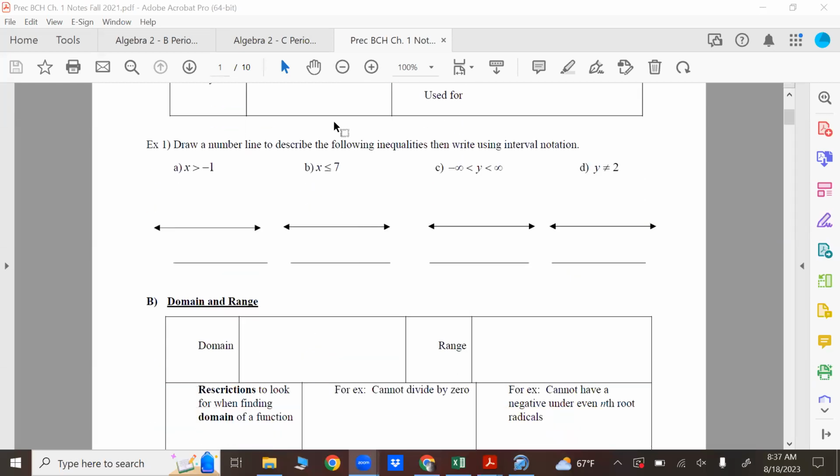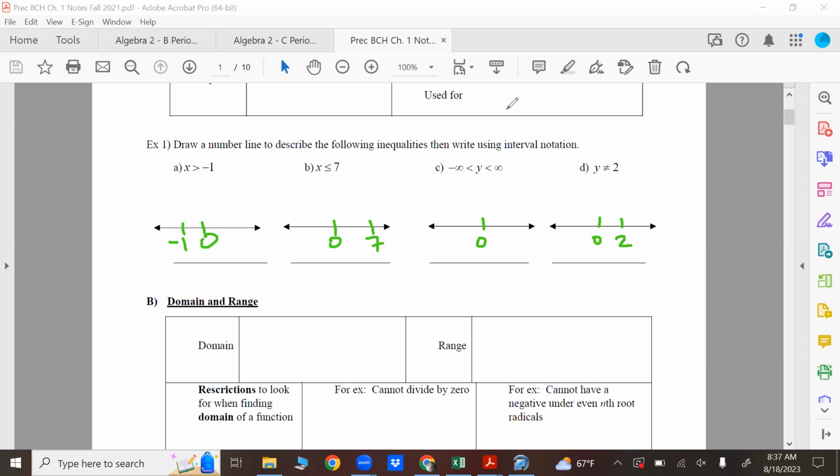Let's do these problems here. So I'm just going to put 0 somewhere in the middle, just because I feel like it. So I'll put 0 in the middle here. And then I'm going to put -1 right here. I'll put 7 kind of like right here. Obviously, don't worry about negative infinity or positive infinity. I'll put 2 right here.